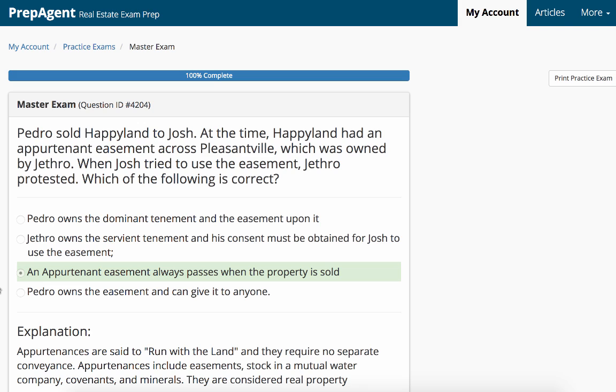An appurtenant easement is a type of easement. Does that make sense?